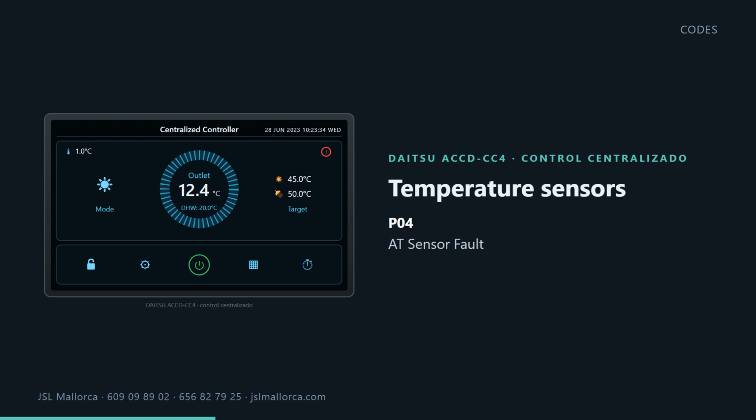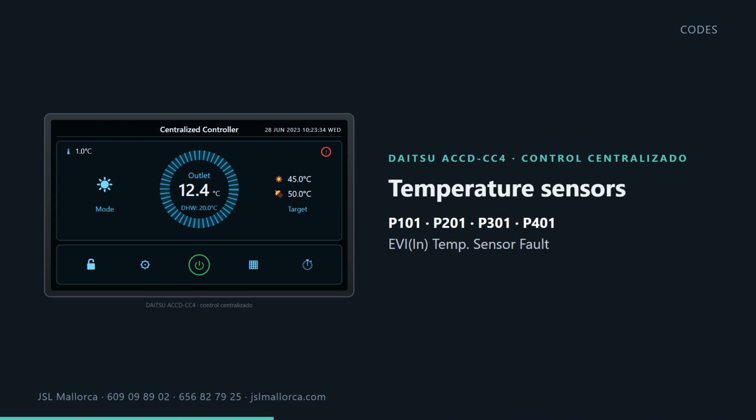Code P04. AT sensor fault. It happens because the temp sensor is broken or short circuit. Codes P17, P27, P37 and P47. Suction temp sensor fault. It happens because the temp sensor is broken or short circuit. Codes P181, P281, P381 and P481. Exhaust air temp sensor fault. It happens because the temp sensor is broken or short circuit.